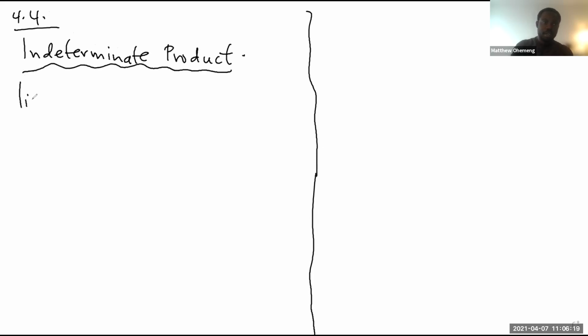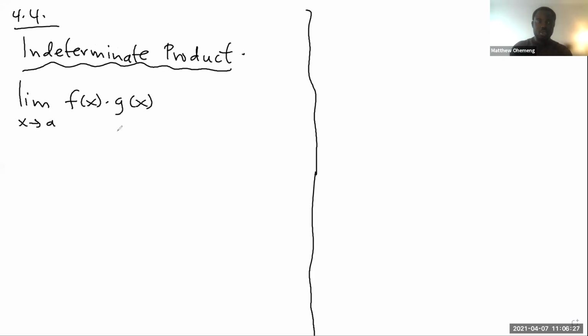Okay, so for this one, we have the limit as x approaches a of f of x times g of x, and suppose you are getting something like 0 times infinity. Let's say that the limit as x approaches a of f is 0, and the limit as x approaches a of g of x is infinity. Whenever you have this case, there are 2 ways you can go to get the solution. One way will be the valid one. The other one will just be a distraction. But let's try and explain how you'll be able to figure out the valid one. So there are 2 ways.